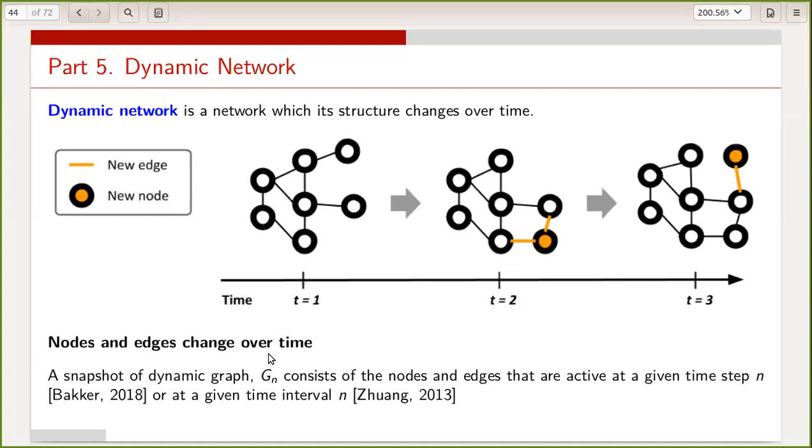So what is the definition? There are two definitions that are quite popular. The first one is by Becker in 2018. It mentioned that the dynamic network can be divided into snapshots: the first snapshot, second snapshot, and third snapshot. The snapshot of the dynamic graph consists of the nodes and edges that are active at that given time step, or, by Chuang in 2013, at a given time interval. So this is quite the same, but we divide the dynamic network into snapshots of the static one.